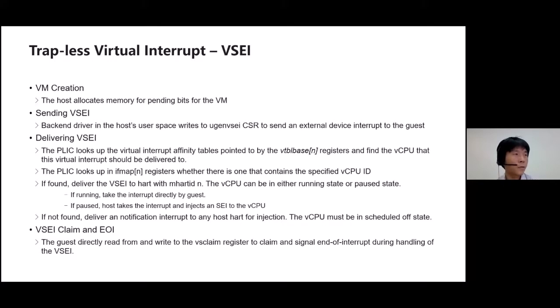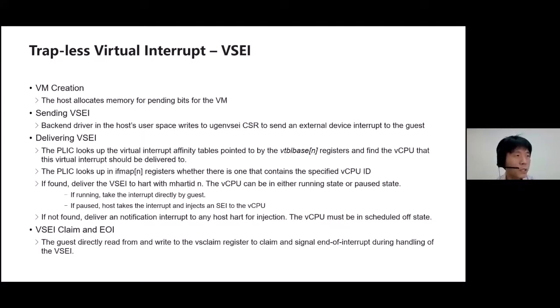Next, the PLIC performs a similar task as when it's looking for a particular vCPU for the software generated interrupt, because this kind of interrupt also resembles the software generated interrupt because it happens between harts. So the PLIC looks up the IFMAP registers to see if there's a matching vCPU ID. If there is, it delivers the virtual interrupt to that particular hart. If the vCPU is running, it takes the interrupt directly. If it's not, the host takes the interrupt and injects an SCI to the vCPU. If not found, a notification interrupt is delivered to the host.